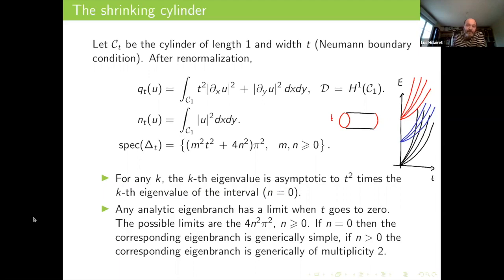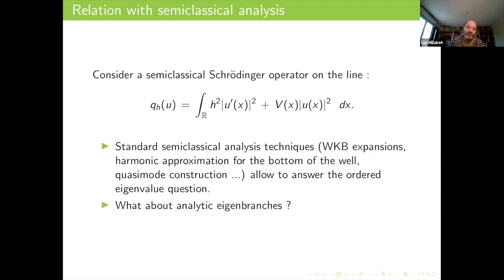The other difference between ordered eigenvalues and analytic eigenbranches can be seen when you study a semiclassical Schrödinger operator on the line. I've written the quadratic form associated with such an operator. V is my potential. You can imagine that it's smooth, with one minimum and going to infinity, so that you have nice discrete spectrum.